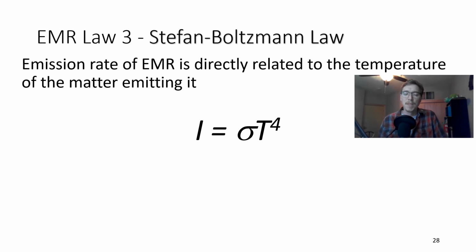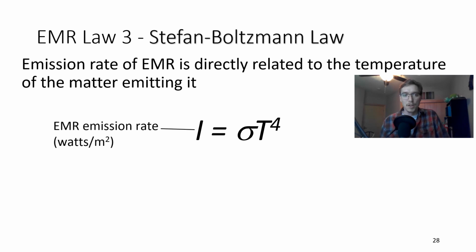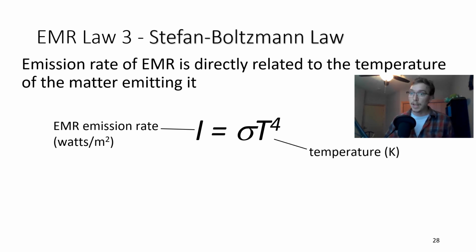Sigma. Sorry, it's been a while. I is equal to sigma times T to the fourth, where T is temperature. So in this case, I is actually epsilon. It's our electromagnetic radiation emission rate, in watts per meter squared. T is our temperature in Kelvin, to the fourth power.